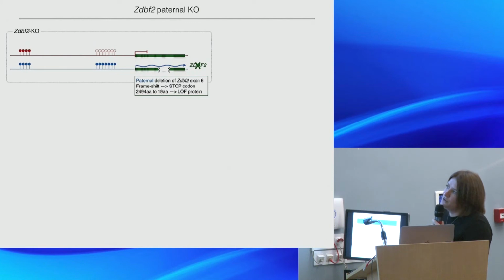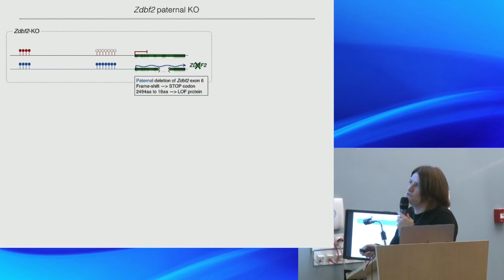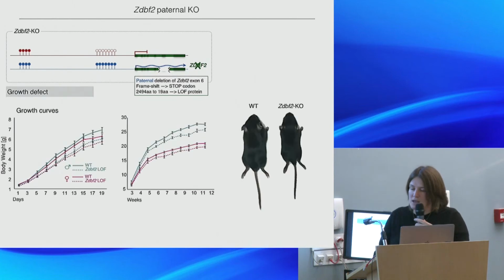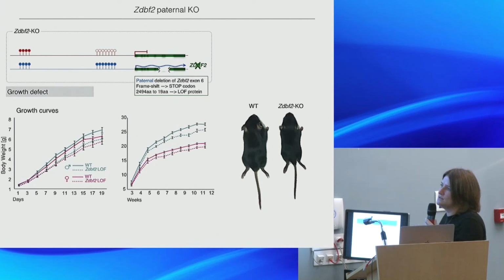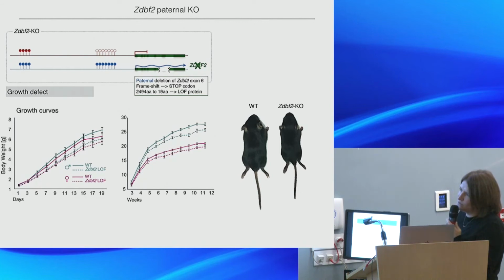So we then went for a classical loss of function. We disrupted the ZBF2 gene at the genomic level on the paternal allele, because that's where you are supposed to have an effect; on the maternal allele you should have a silent mutation if you do a genetic deletion, because there is no expression of ZBF2. And what we found is that there was nothing abnormal with these mice except a growth defect. You can see here some growth curves within the first days of postnatal life, and then you can see that this growth defect, in both males and females, will stay on until the rest of life for these animals.